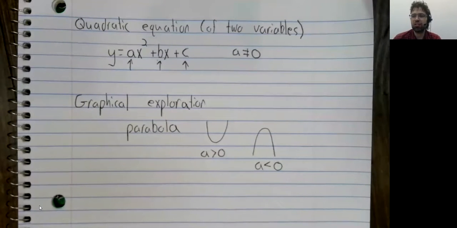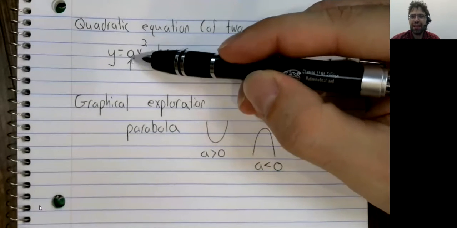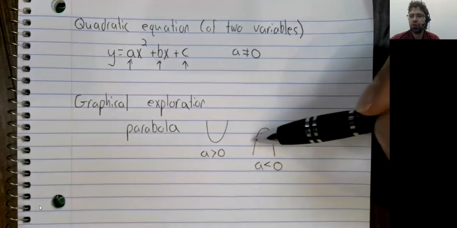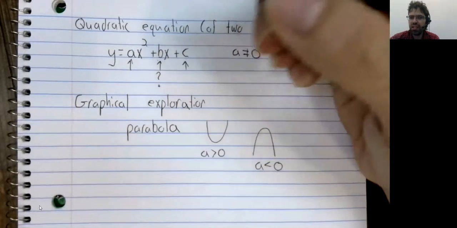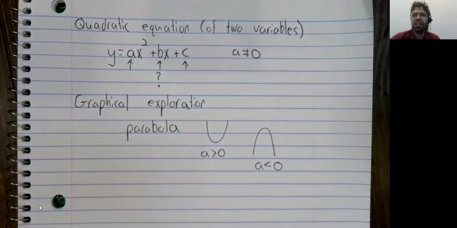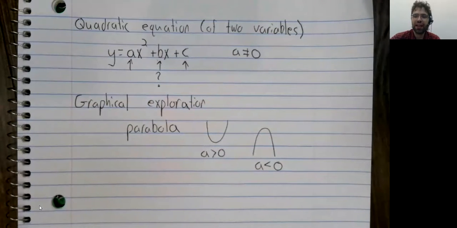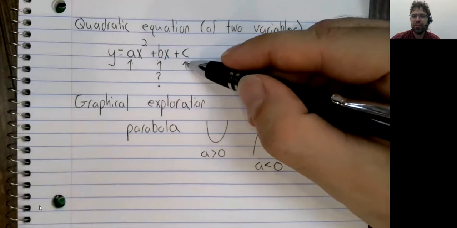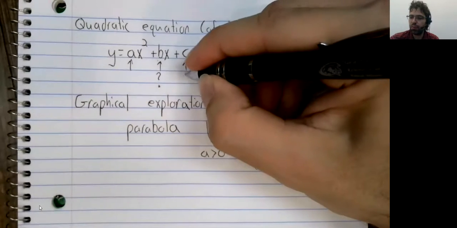Here, that's not so true. We've seen what the a does. It controls how the parabola is oriented. But what this b does will remain a mystery. We're not going to talk about it in this class. The c, on the other hand, we can deal with without a lot of trouble.